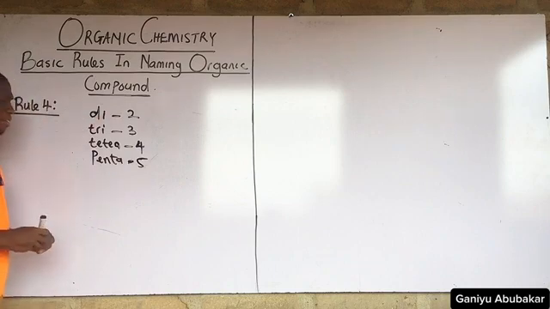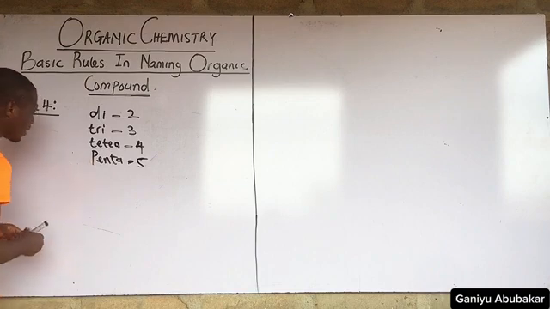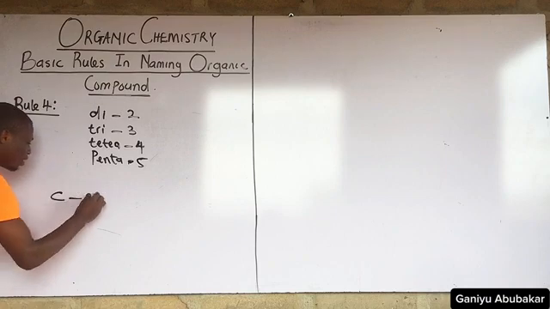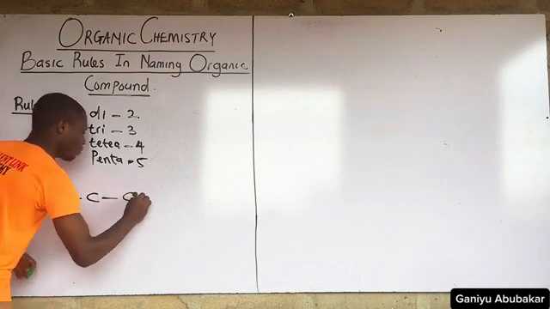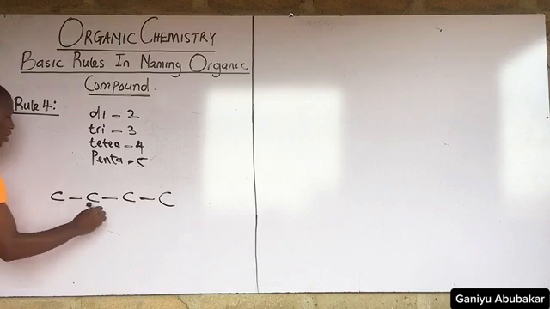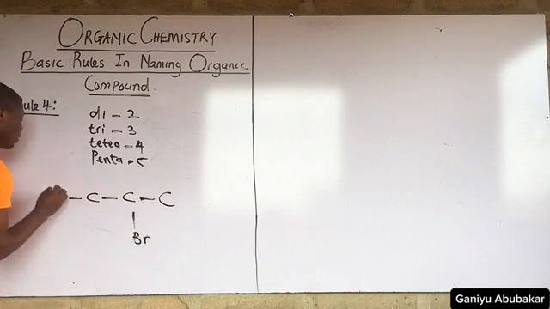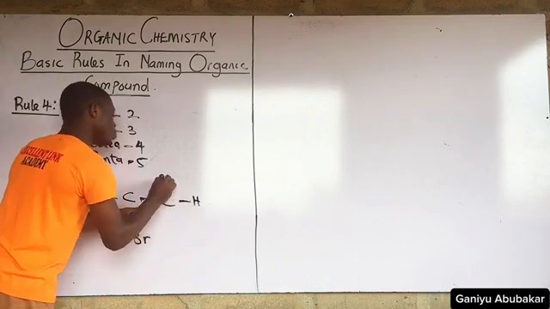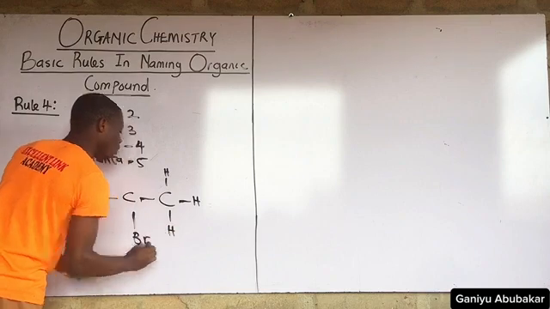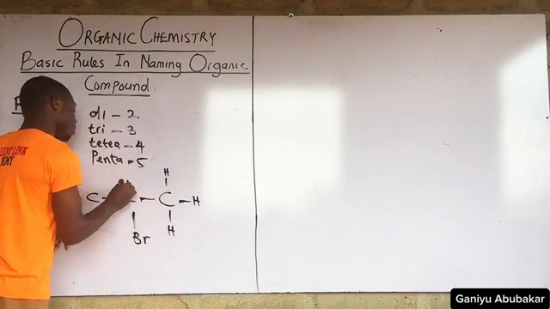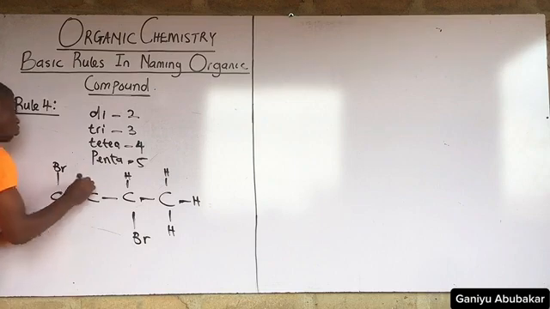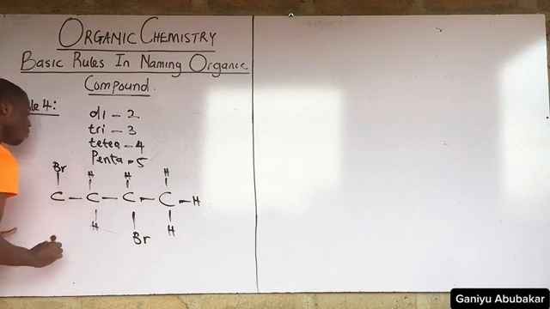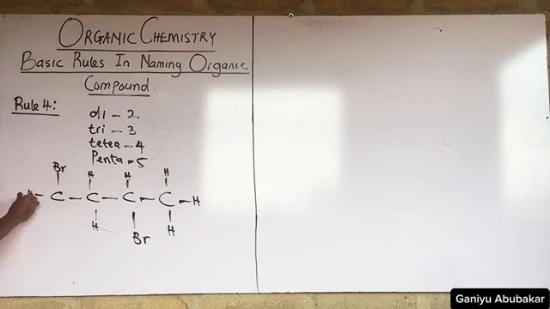So let's take an example to further explain this rule 4. Let's say I have a compound such as this. Let's say I have bromine here. Let's balance this carbon: 1, 2, 3, 4. Balanced. Let's name this compound.